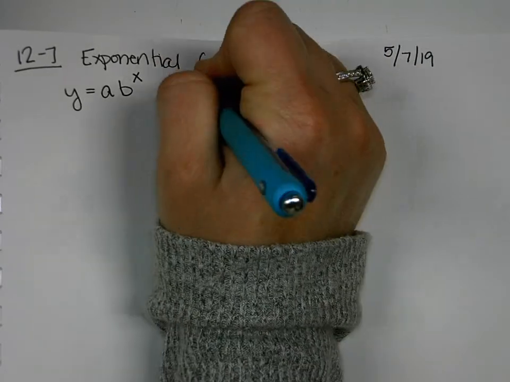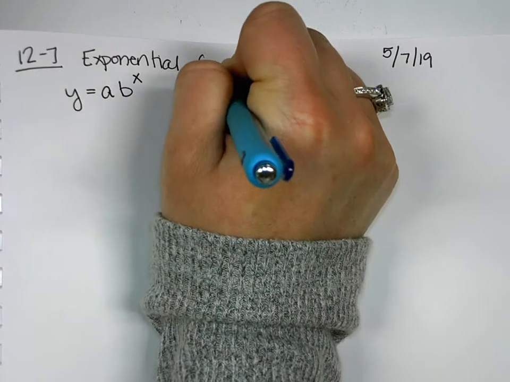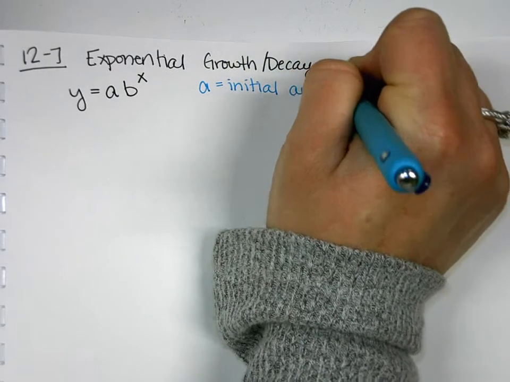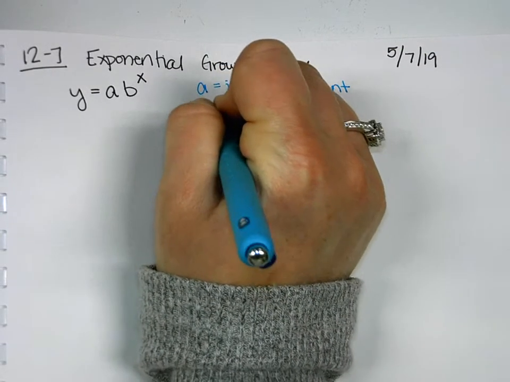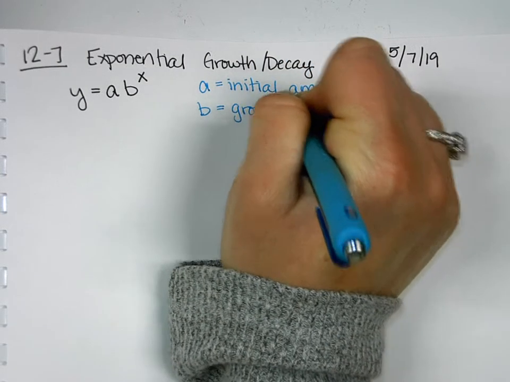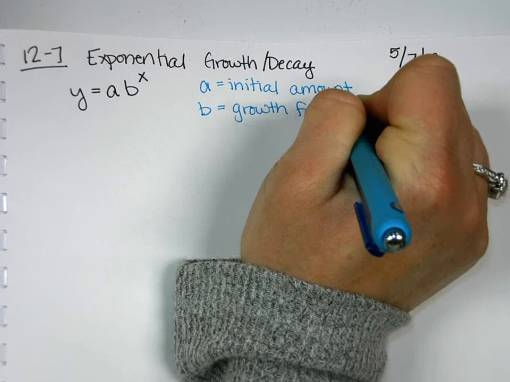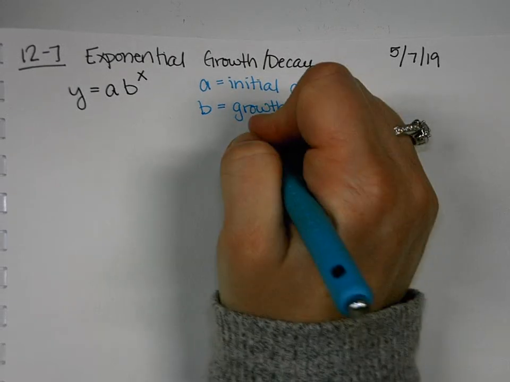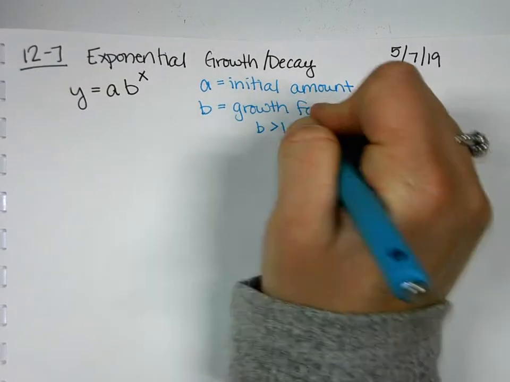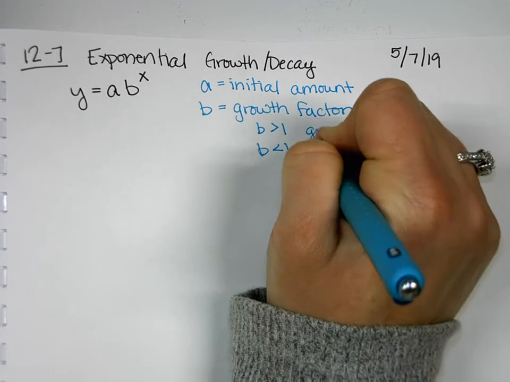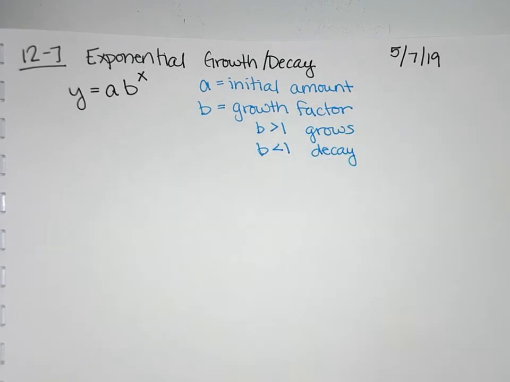different. So a is your initial amount, b is your growth factor, and how to tell if that growth factor is going to give you a growth or decay. We use growth in kind of a generic way, but if it's actually growing, b will be bigger than 1. It grows. If b is less than 1, it's decaying. So that means it's shrinking.